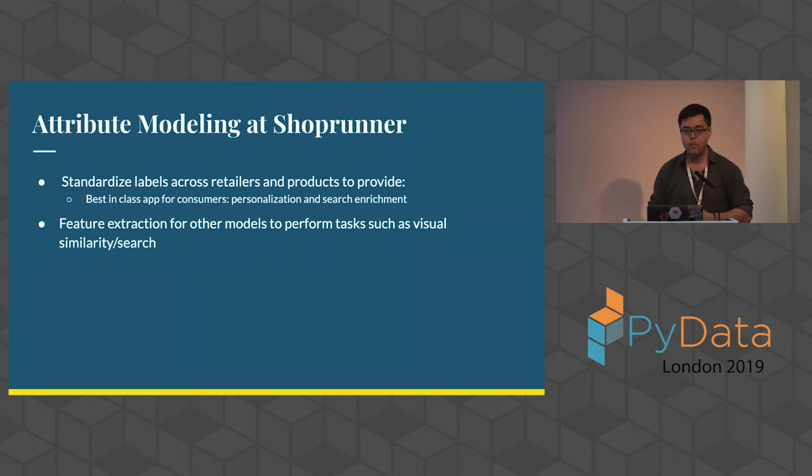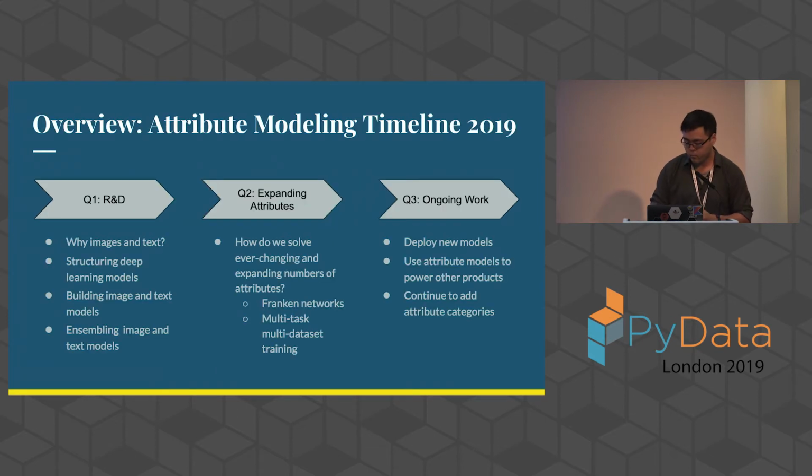The second use case we have for these attribute models is as feature extractors for other products we'll be building out either now or in the future, such as visual similarity or search. This presentation is roughly going to follow the data science team at Shoprunner's development trajectory for attribute modeling over 2019. Q1 was our R&D phase, where we looked at what types of data we should use and how we should structure our models. Then I'll walk you through the architectures we built out for the component image and text models, as well as our overall ensemble.